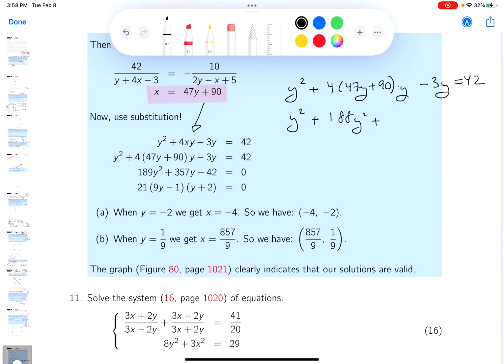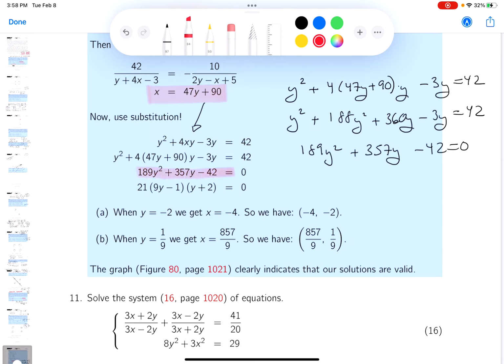Plus, let's see, 4 times 90 is 360y, minus 3y equals 42. They're kind of nasty numbers, but let me just see if I get the result they say I should get. 189y squared plus 357y minus 42 equals 0. So let me point out they got there too. 189y squared, 357y, minus 42.